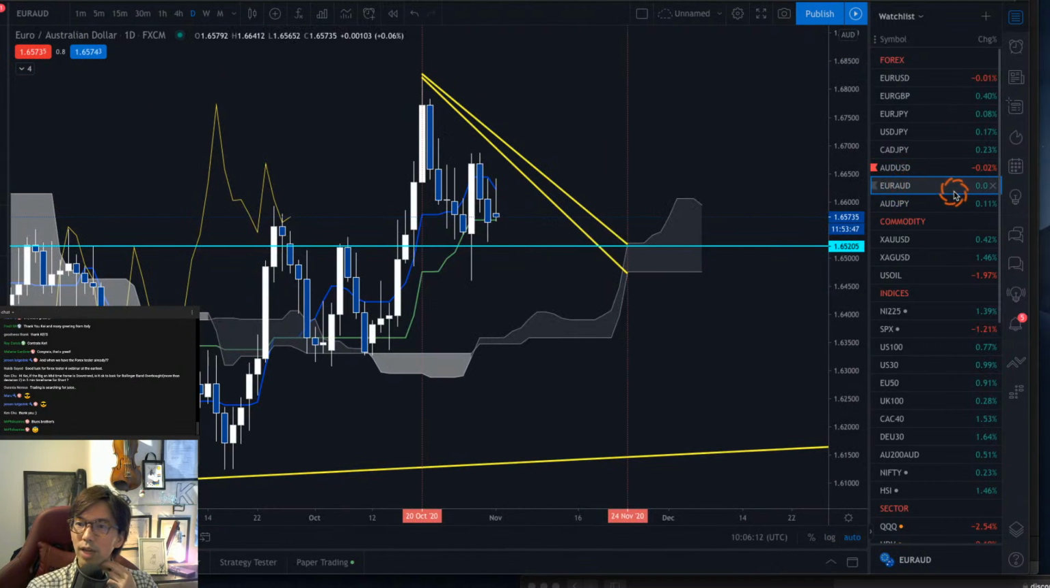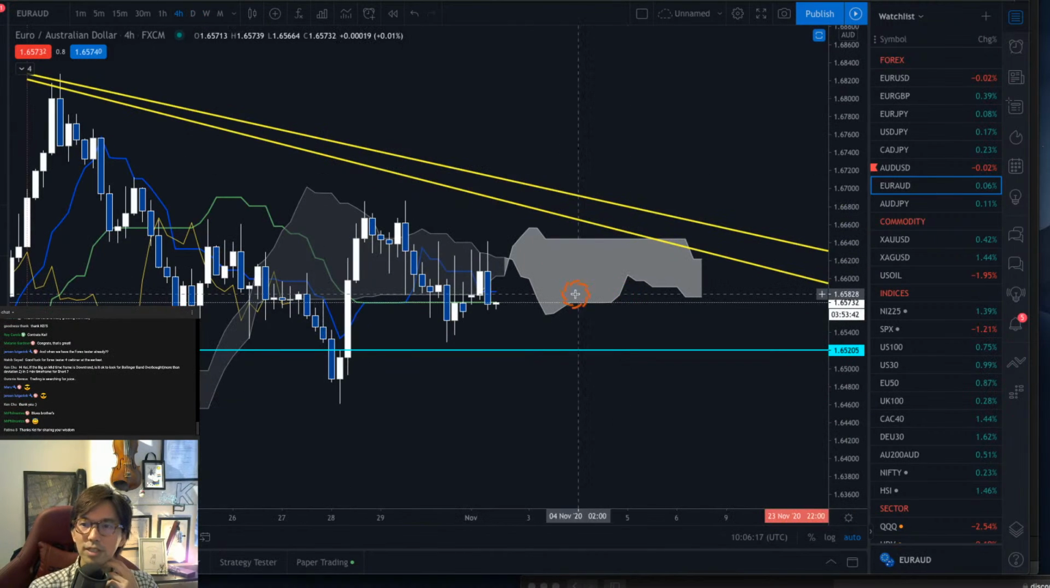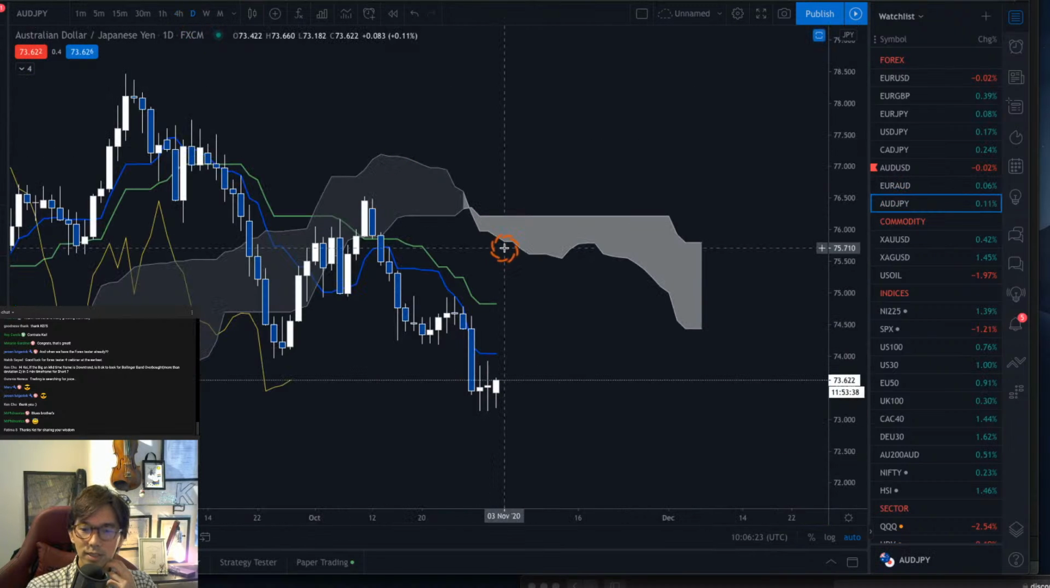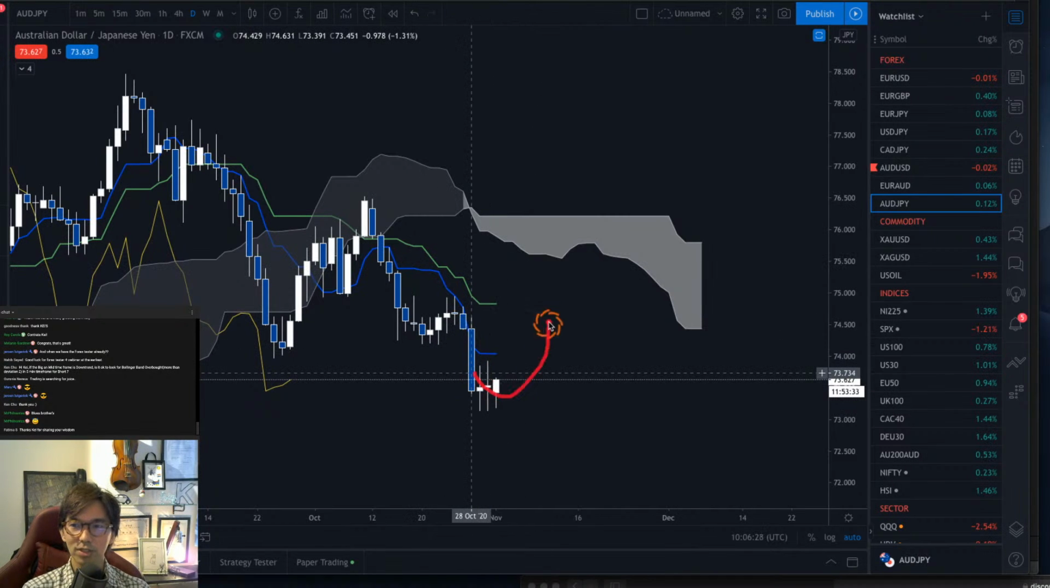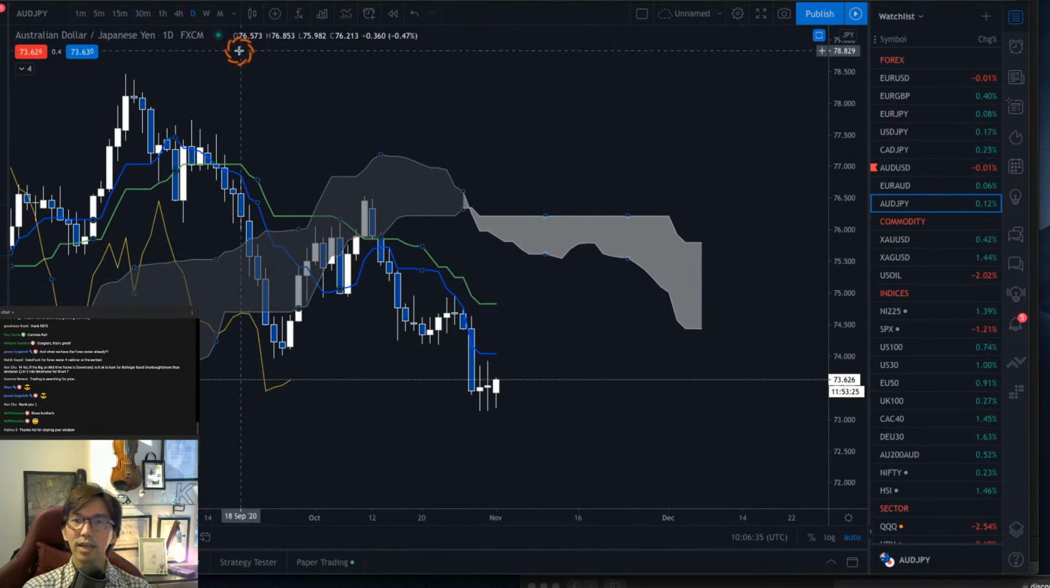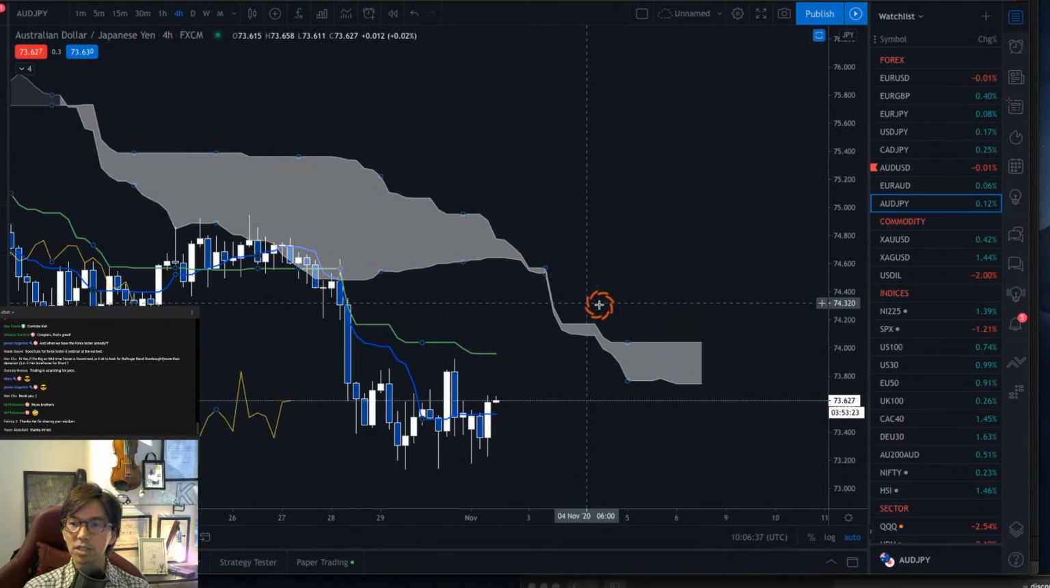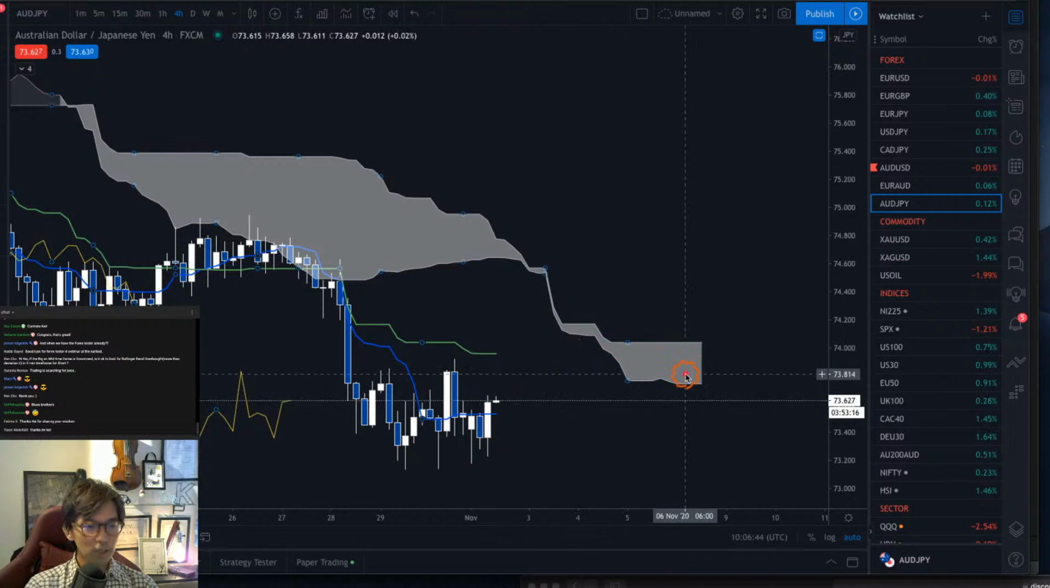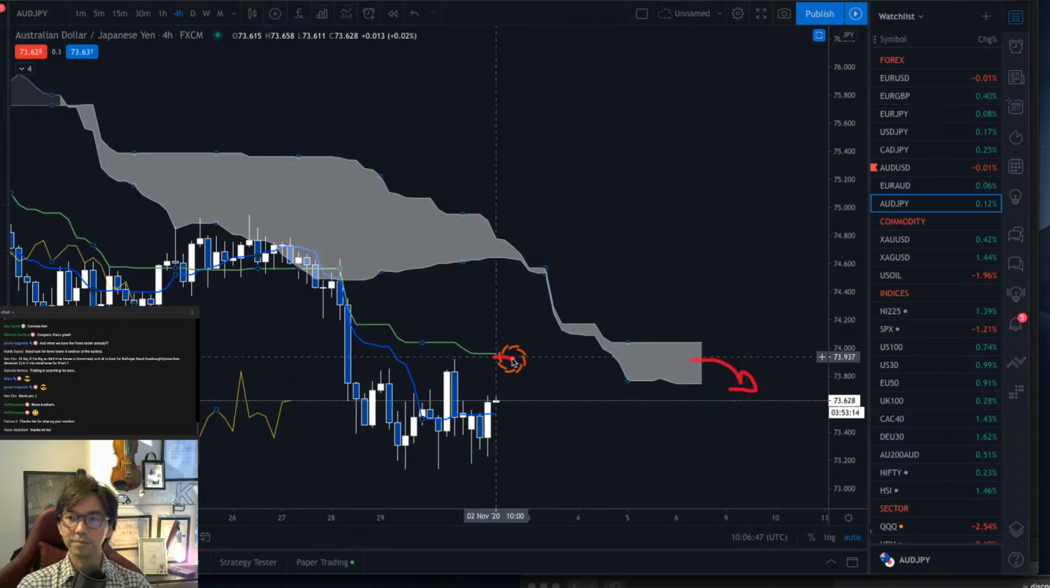And let's see, Euro AUD is flat, ranging, no trends. 4-hour chart is also flat, no trends. And AUD JPY daily chart is flat also, so the price may come back to Kijun Sen. So better to wait until Kijun Sen goes down and Kumo goes down. And just in case, the 4-hour chart is also flat, ranging, consolidating, the Kumo flat, Kijun Sen flat, so better to wait for the downtrend confirmation as well.